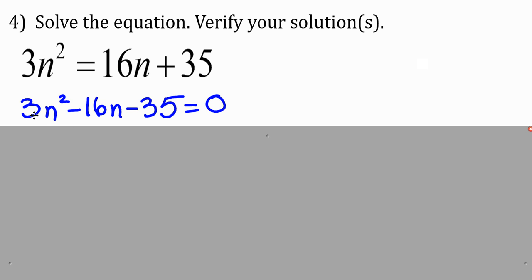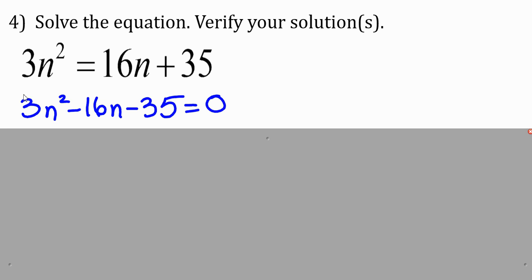Because the leading coefficient's not 1, you always look to see if there is a greatest common factor we can divide out from every single term to simplify the polynomial. In this case, 3, 16, and 35 do not have a common factor other than 1. And not all the terms have an n. So we take that leading coefficient of 3 times our constant of negative 35 and ask, are there two numbers we can multiply together to give us negative 105 and add together to give us negative 16?